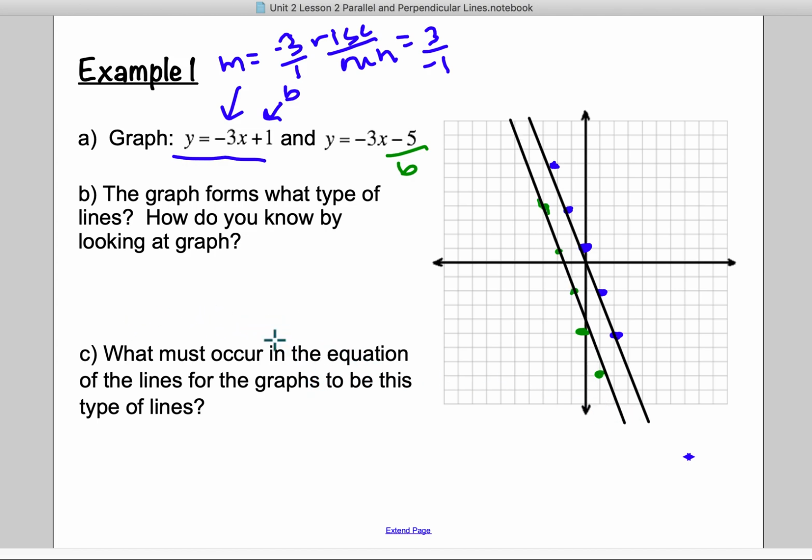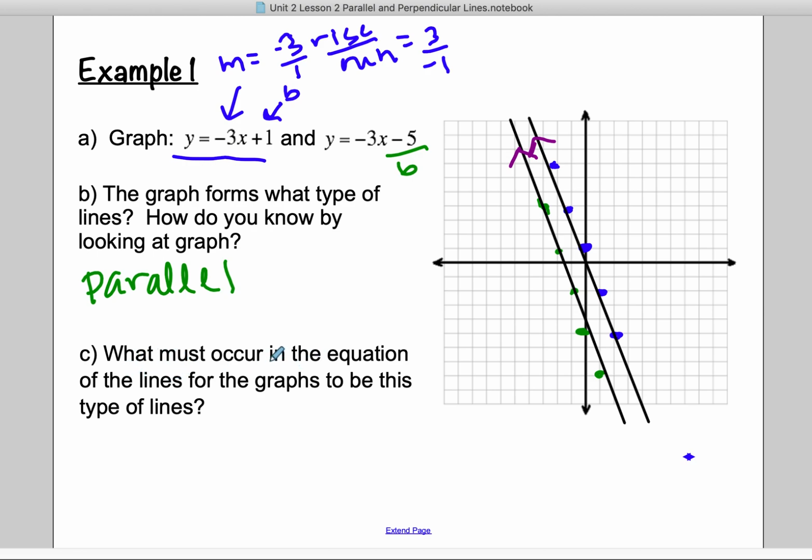The graph forms what type of lines? How do you know by looking at the graph? I would say they look like they're parallel. Visually, to know if something is parallel, it is that they will never touch. They'll go on in both directions forever and they'll never touch. Your symbol to show parallel on parallel lines has these little arrows saying that they're going to continue on and that they won't touch.